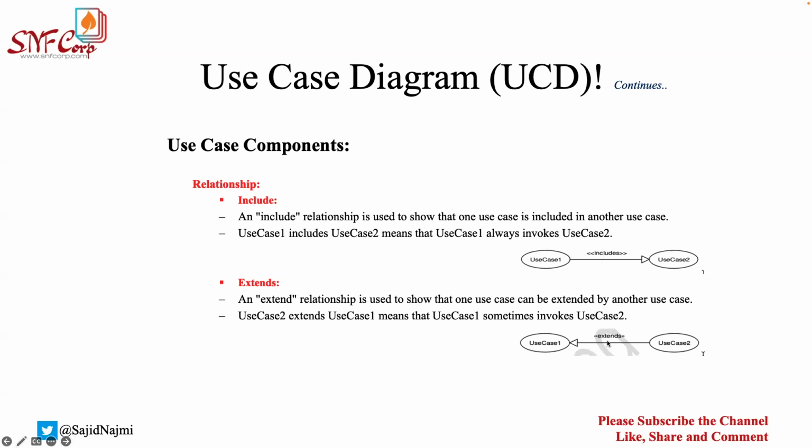Now extend is like optional. Let's say I have logged in. Now I see my profile. Now, if I want, I can change this. I can update it. Let's say I'm in my profile section, and I would like to change my phone number. I would like to change my address. That is optional. So this extend relationship tells that it is optional, right? So use case 2 is optional on use case 1.